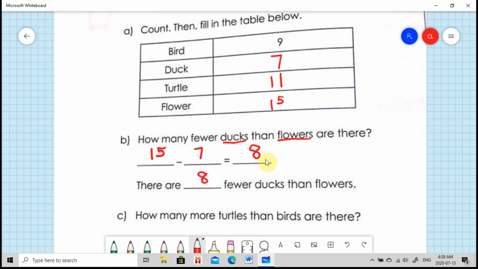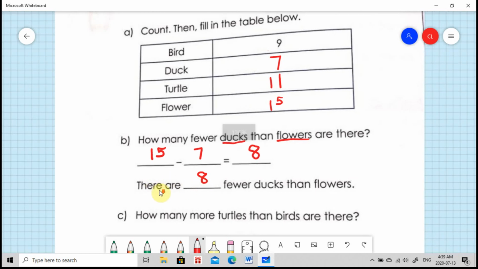There are more flowers than ducks. By how much? By 8. So we can say there are 8 more flowers than ducks, but we can also say there are 8 fewer ducks than flowers. We have fewer ducks than flowers. That's why we can say there are 8 fewer ducks than flowers.